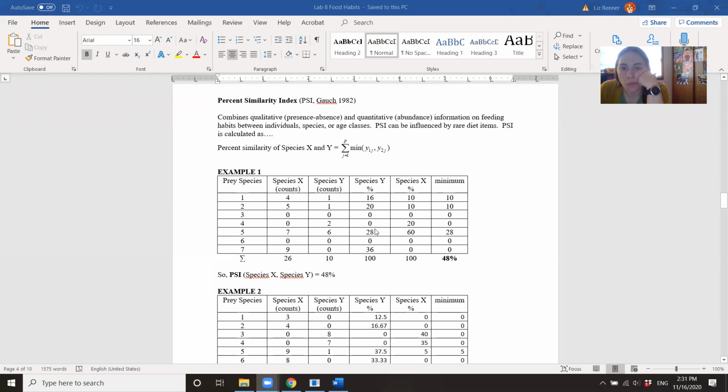0 here would be the smaller one, 28 would be the smaller one between these two columns, and we've got a 0, and then 36 is 0, minimum is 0. And then you add up, so we're doing the sum of these minimum values for each, comparing between the two, and 10 plus 10 plus 28 is 48%.